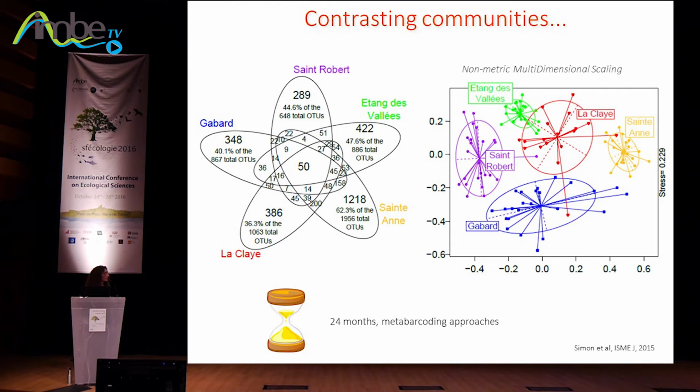And what we could see is that these 5 systems, despite the fact they are very close in the environment, are really different. There are only 50 OTUs that are shared at some point by the 5 different communities out of around 4,000. So 5 very contrasted communities, suggesting that environmental conditions are really the main drivers of these particular communities.